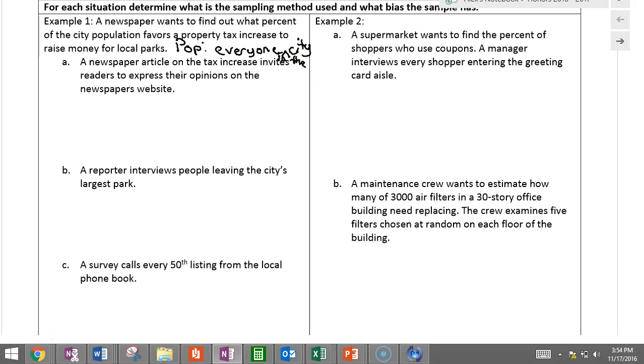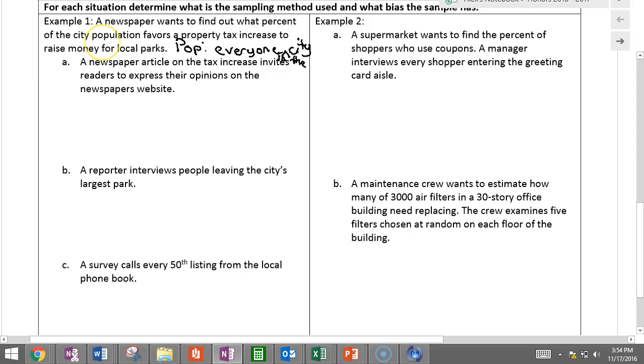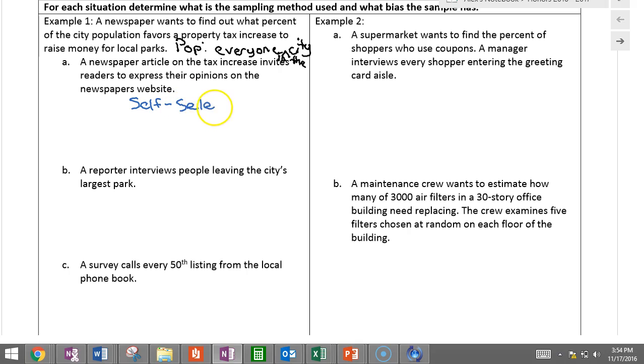Okay? So looking at a newspaper article on the tax increase invites readers to express their opinions on the newspaper's website. This is a self-selected sample. It's asking people to go and do something. Only the people who choose to do that will be part of our sample. What's the bias here? Well, a newspaper article tells them to go do it.